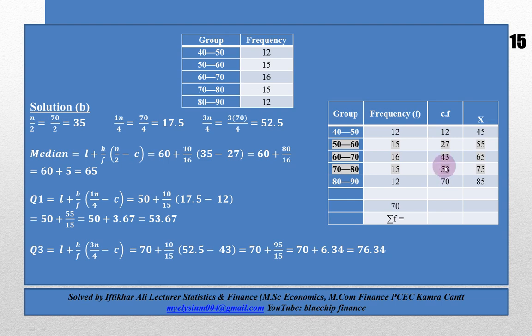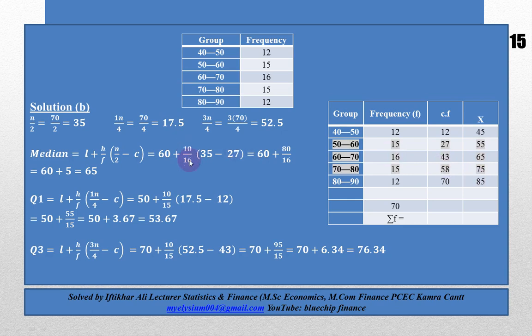So here, how can we select the median class? Simply 70 divided by 2 equals 35, and 35 falls in the cumulative frequency of 43. So here it will be our median class. So what is L? L stands for lower class boundary. h is the difference of x values, as you are seeing here 45, 55, 65. So h is 10.